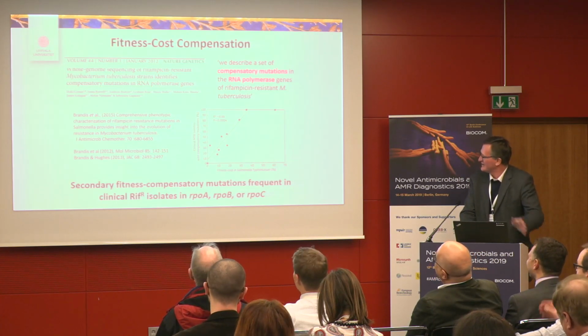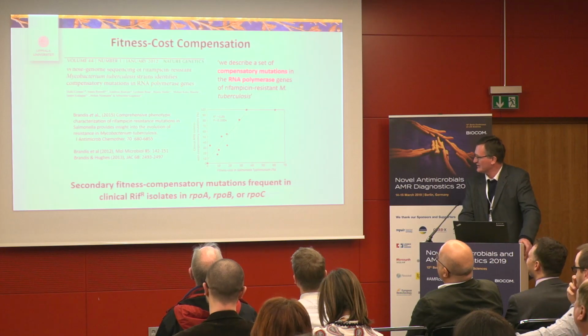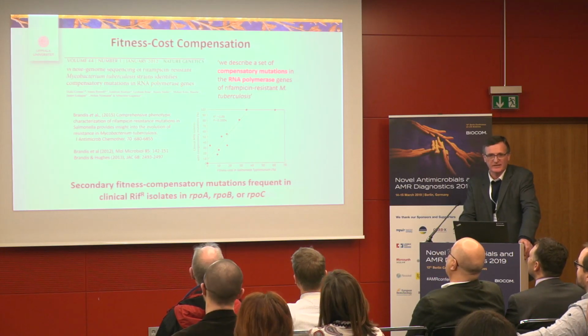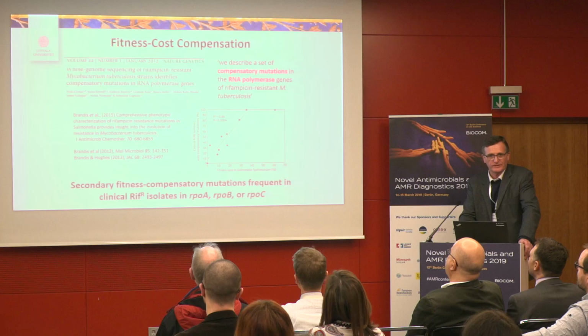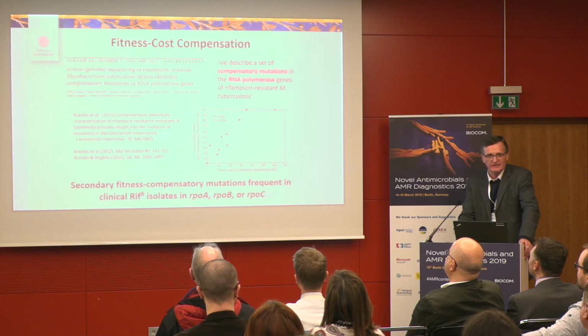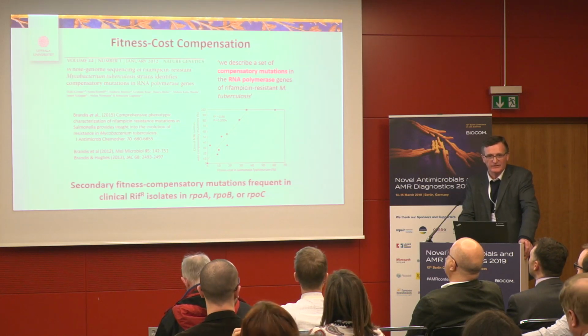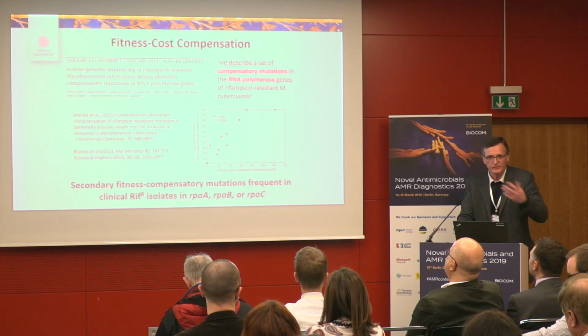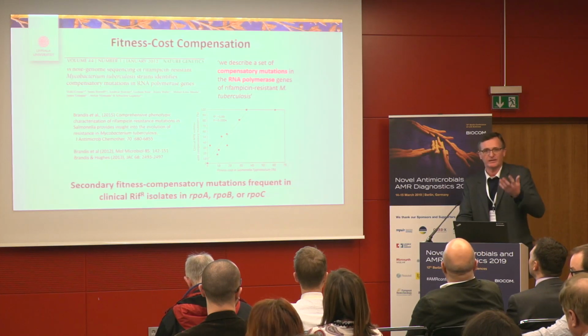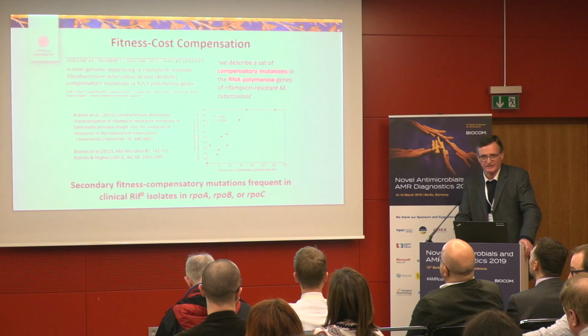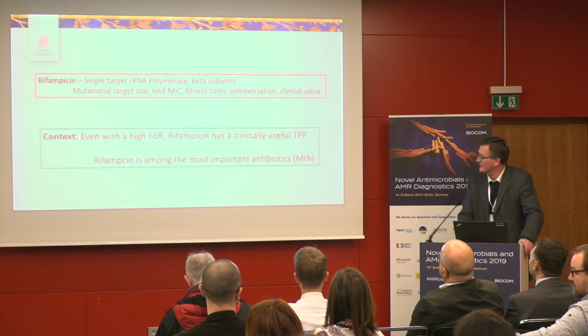Okay, this is just a brief summary of the evidence. There's a huge amount of evidence now that in TB, where RIF is widely used, there's selection against high fitness cost mutations, but they do occur because they pick up secondary mutations that compensate the fitness cost. So these things are clinically relevant.